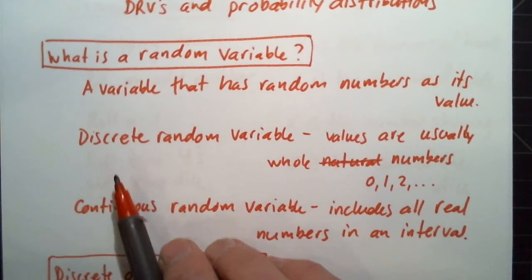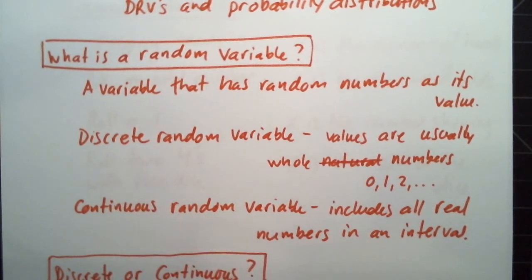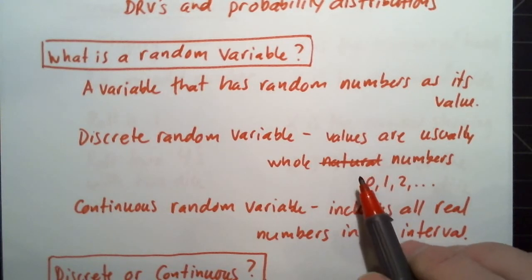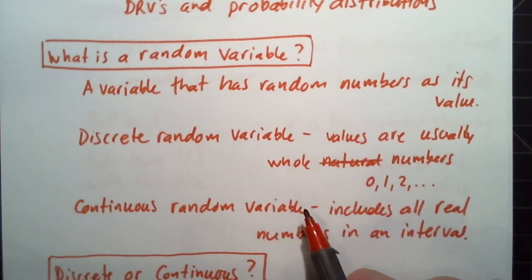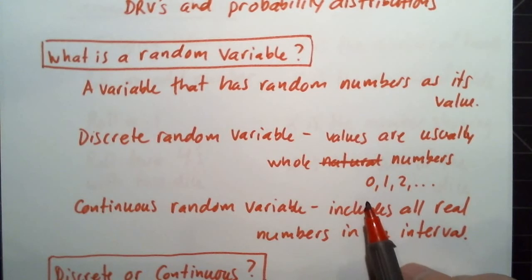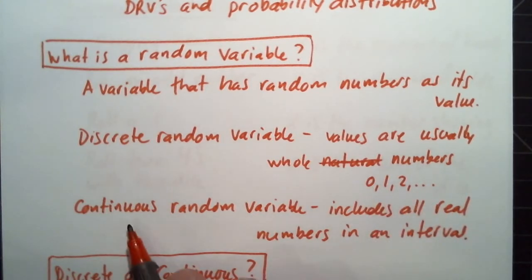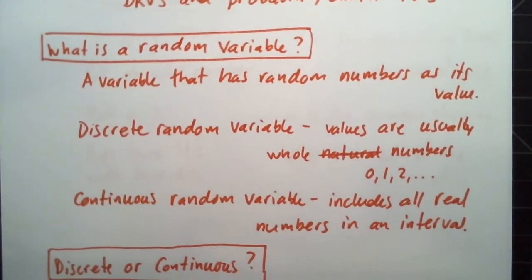And we have discrete or continuous. So discrete random variables, the values that the variable takes are usually whole numbers, 0, 1, 2, 3, 4, whole numbers. And then continuous random variable would be when the values that the variable can have are all real numbers in an interval. So we have all the decimals and fractions.